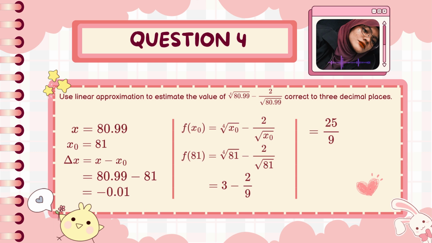Next, we have to find f of x sub 0, equivalent to fourth root of x sub 0 minus 2 over square root of x sub 0. Sub the value of x sub 0 into the equation. It will become f81 equivalent to fourth root of 81 minus 2 over square root 81, equivalent to 3 minus 2 over 9, and we will get 25 over 9.